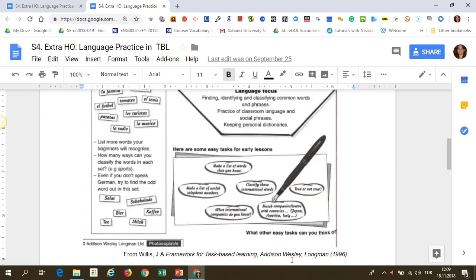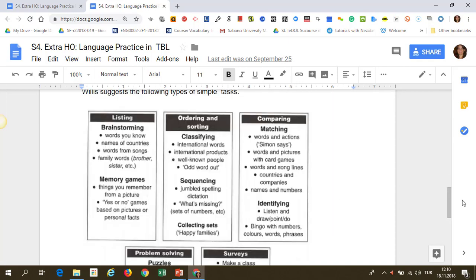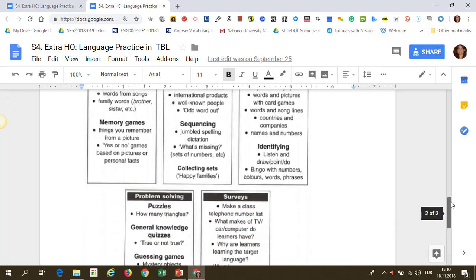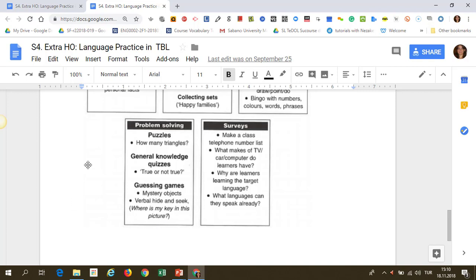Here, Willis and Willis suggested different kinds of tasks. For example, making a list of words that you know, or true or false statements. Here, there are other task types you can see: classifying, sequencing, identifying, and memory games are a part of this. Most tasks are similar to the practice tasks we will be using. As you see, problem solving mainly includes cognitive depth in vocabulary teaching. So here, there is some kind of deep thinking involved.